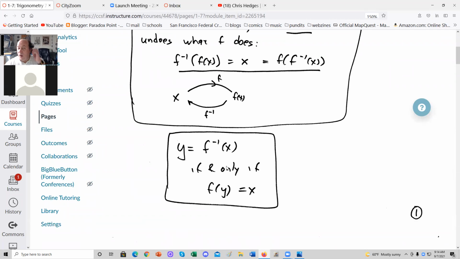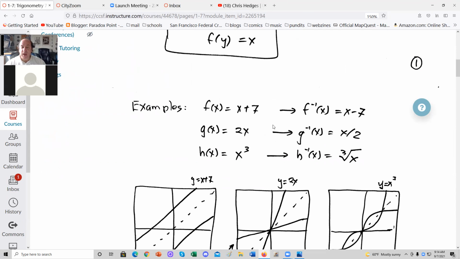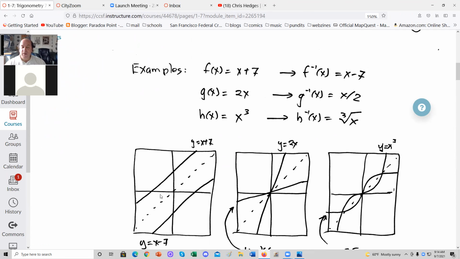So another way to put it is that y equals f inverse of x if and only if f of y equals x. So f and f inverse undo each other. For example, the inverse of adding 7 is subtracting 7. Here's a graph, y equals x plus 7, y equals x minus 7. The inverse of 2x, doubling a function, is halving a function. Here's a graph of y equals 2x, here's a graph of y equals x over 2. The inverse of a cube function is the cube root function. So here, this n-shaped curve is a cube function, and this n-shaped curve is the cube root function.